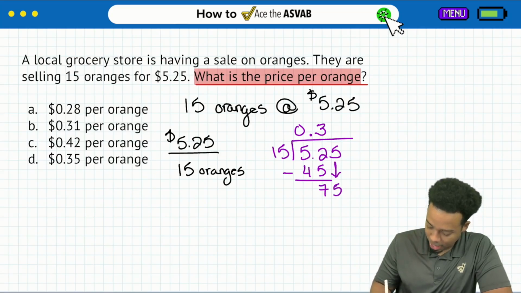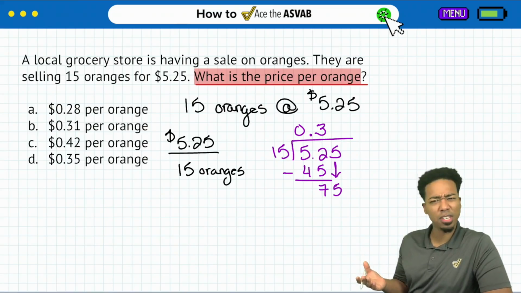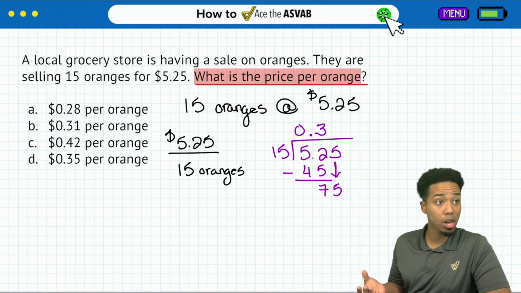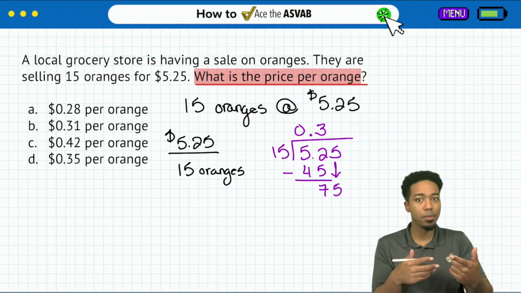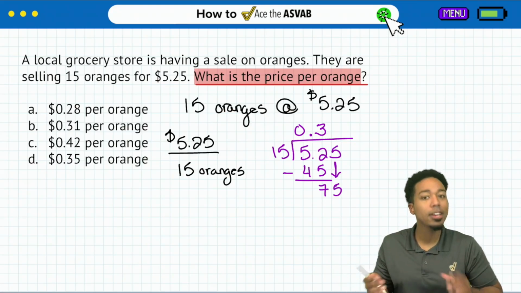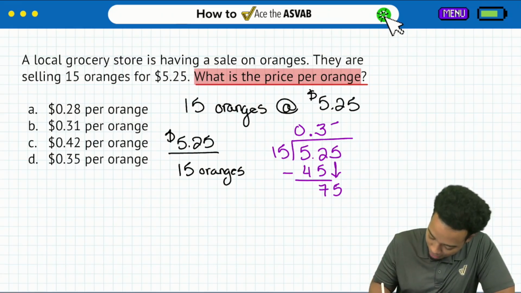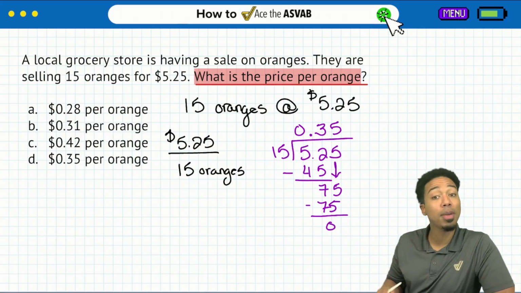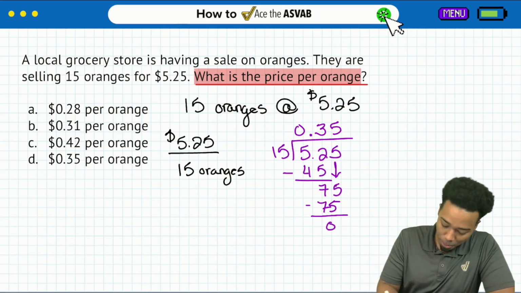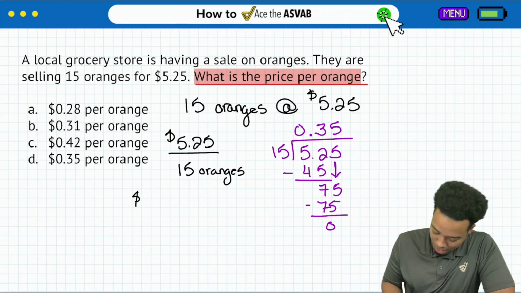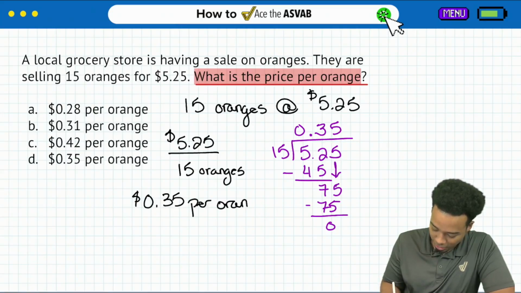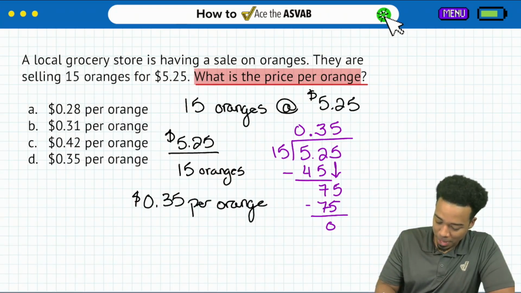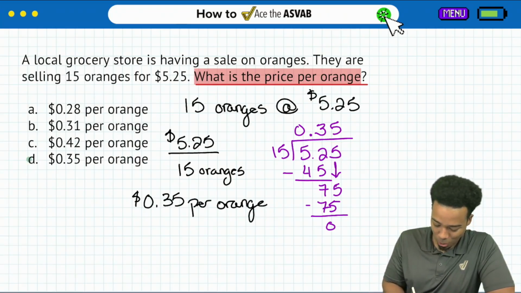Drop that 5. And now we ask ourselves, how many times does 15 go into 75? Well, that's going to be exactly 5 times. 4 times 15 is 60. Add another 15, that's 75. 5 times 15. So we will put a 5 right there. Subtract the 75 because it's a clean division. And no remainder. And so therefore, everybody, the price per orange is going to be 35 cents per orange. And there we go, my math party people. That's why the correct answer here is going to be D.